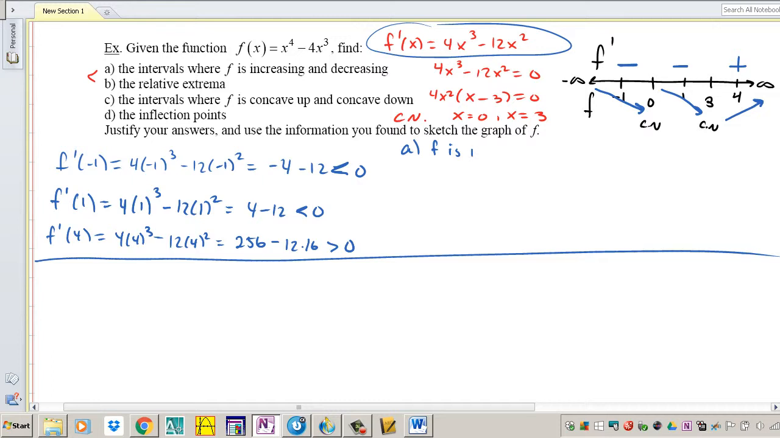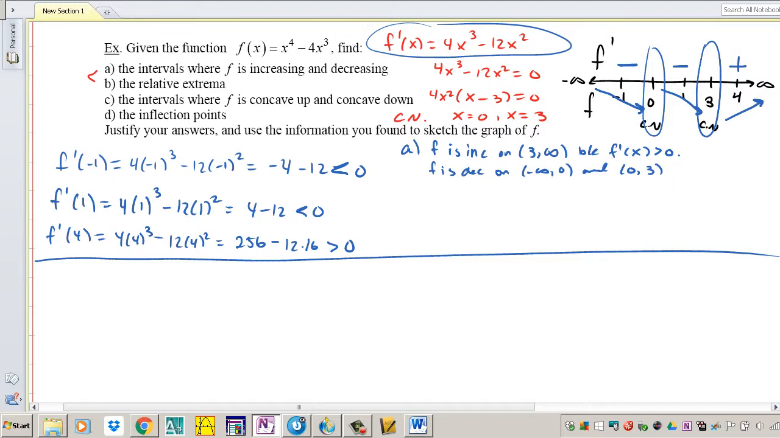So doing letter A and B together, A, f is increasing on 3 to infinity because f prime is positive. F is decreasing on -infinity to 0 and 0 to 3. Notice that I had to split off the intervals. I can't say that it's decreasing from -infinity to 3 because 0 is a critical number, and that means that my derivative was 0 and not negative. So I got to split it off because f prime of x is less than 0 or negative.